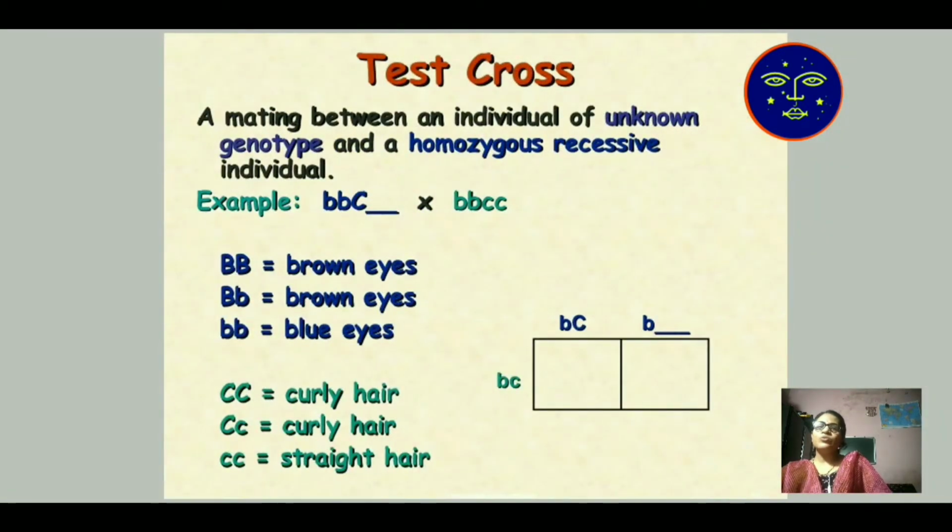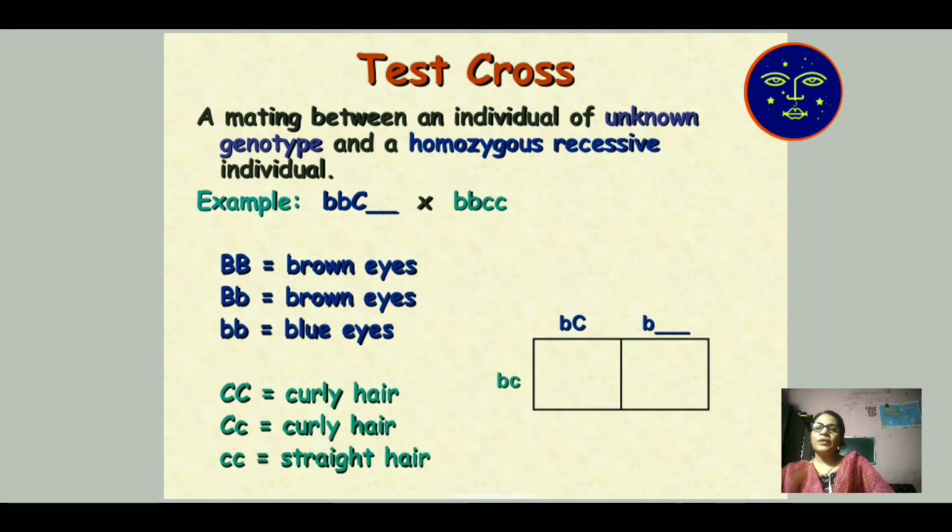He then chose a test cross, a mating between an individual of unknown genotype and a homozygous recessive individual. Homozygous recessive means both recessive characters are taken. Here the example is small b, small b, small c, small c. Both are recessive characters. And small b, capital C is a heterozygous character.